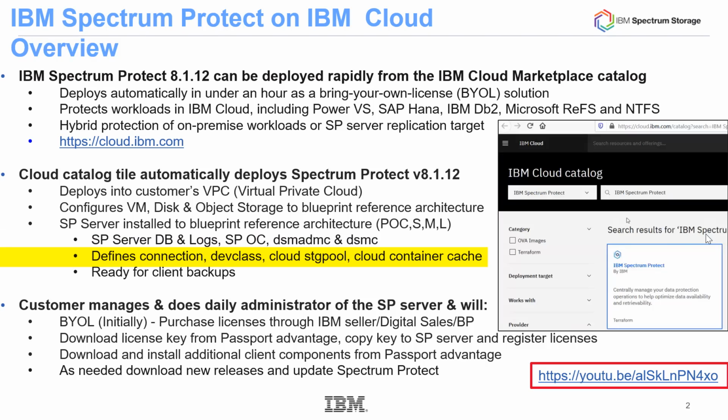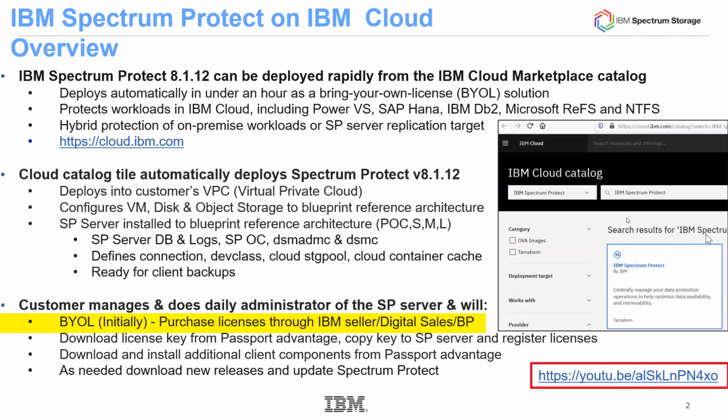Inside of the Spectrum Protect server, it will define the cloud connections, the device classes, and the cloud storage pool. In addition, it will link a cloud container cache, which acts as that accelerator cache. So basically, the Spectrum Protect server is ready then to be customized by the customer and start to receive the customer's backups. Now, the customer will manage and do daily administration on this server.